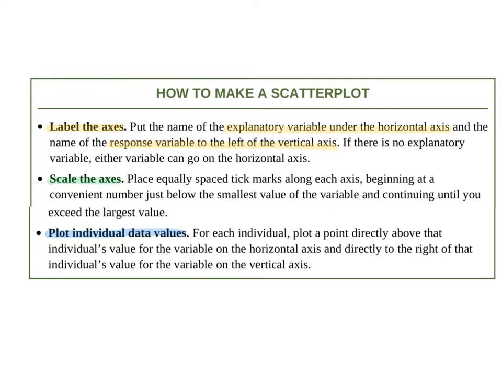So for each individual, plot a point directly above that individual's value on the horizontal axis and directly to the right of that individual's value for the variable on the vertical axis. A lot of words, but we're going to work through an example so you can see exactly how those words come together.